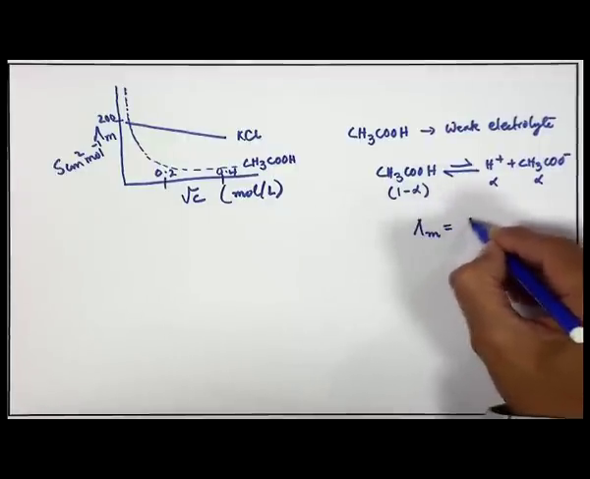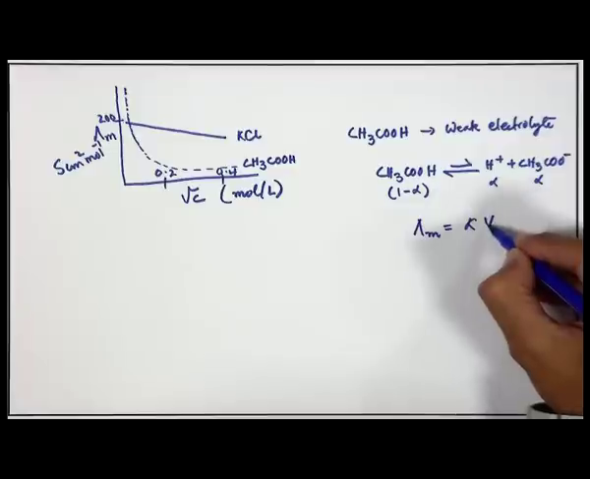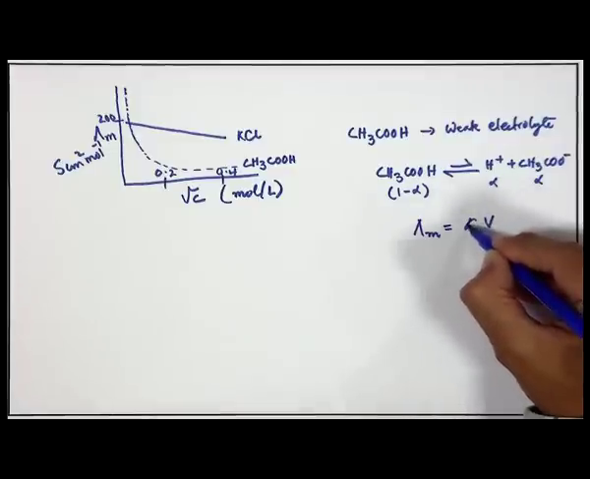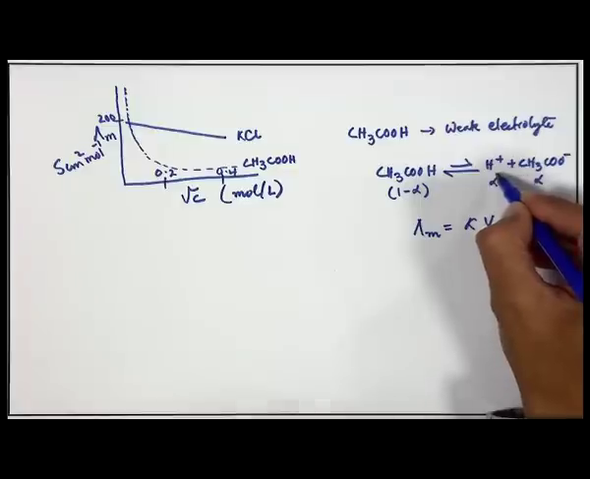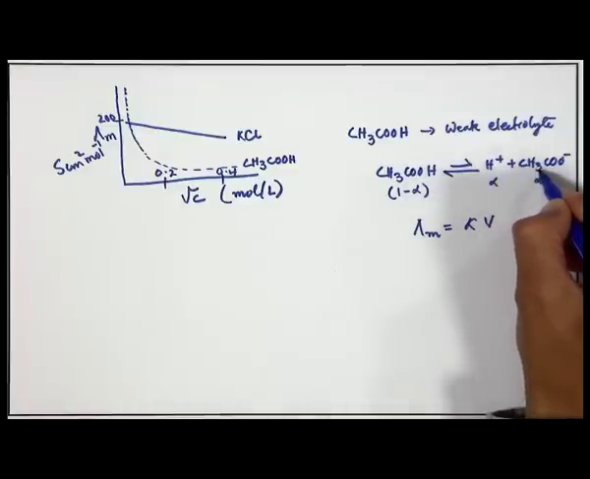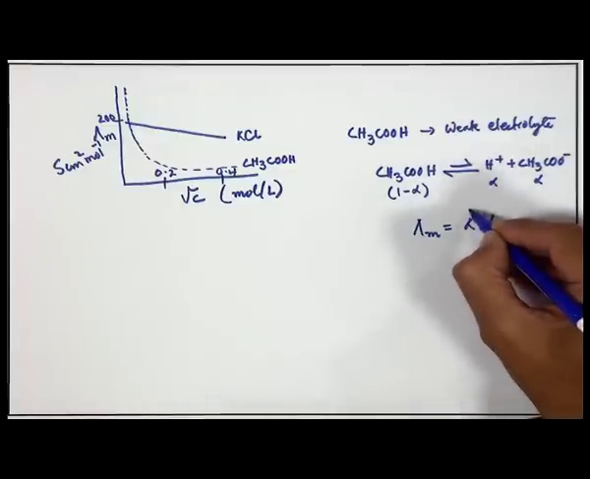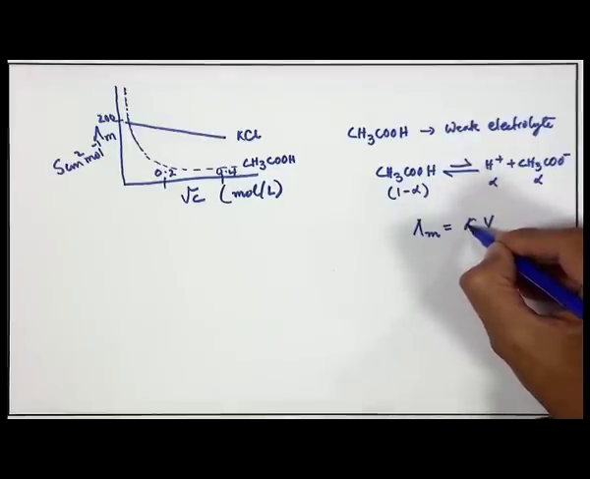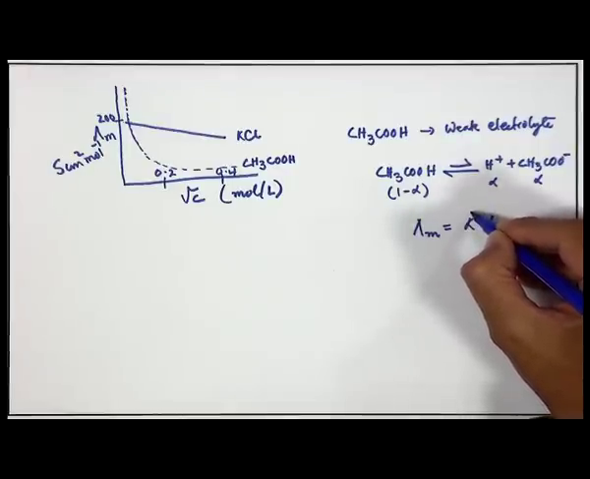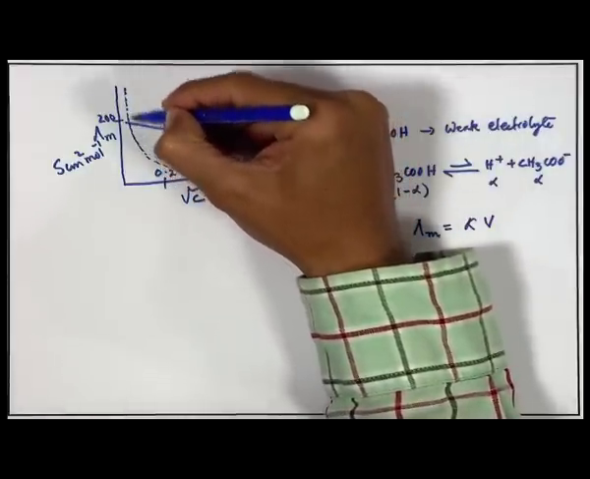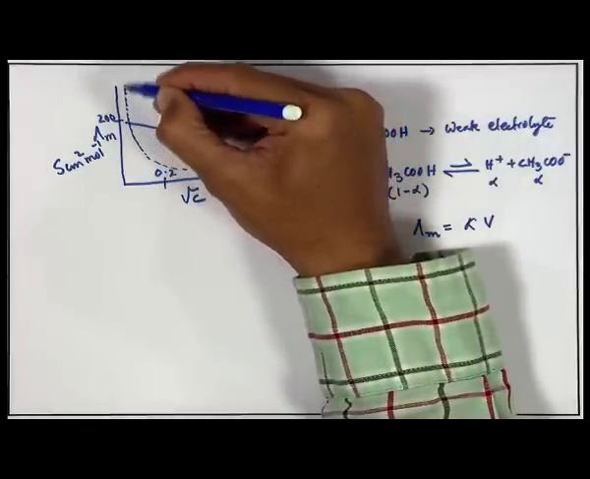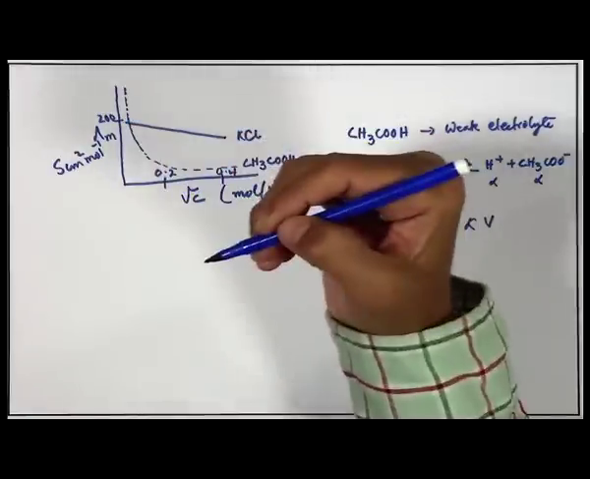lambda m is equal to kappa into V. So, the V factor is there, V increases, and at the same time this kappa is also increasing, because if you dilute it, then the number of ions, the number of charge carriers, increases. So, although there is a dilution effect, the effect of this increase of charge carriers comes into action, and as a result there is a nonlinear dependence of this lambda m versus root over C plot.